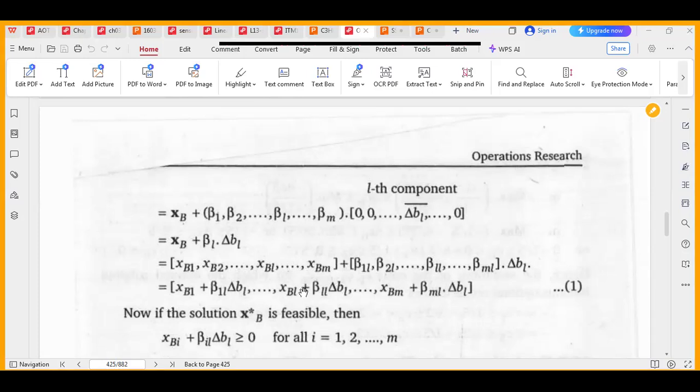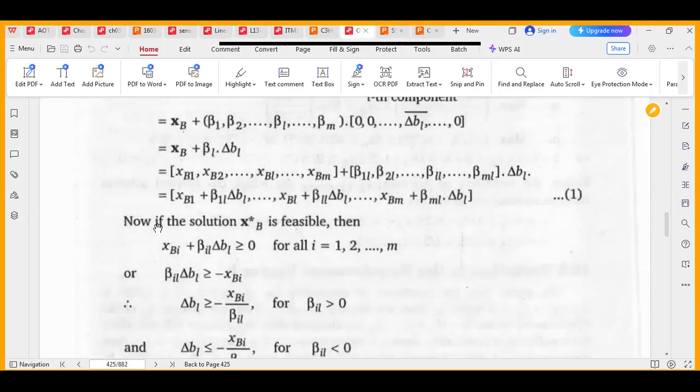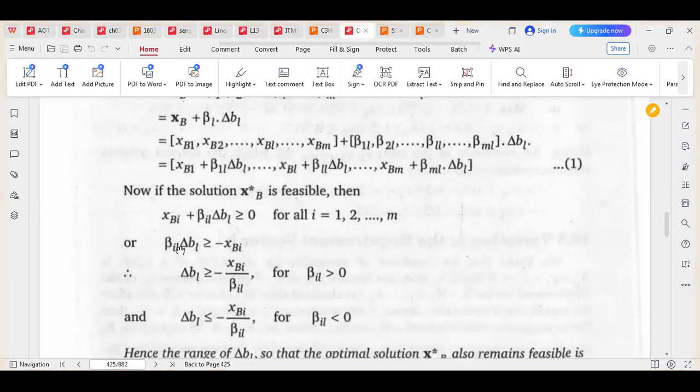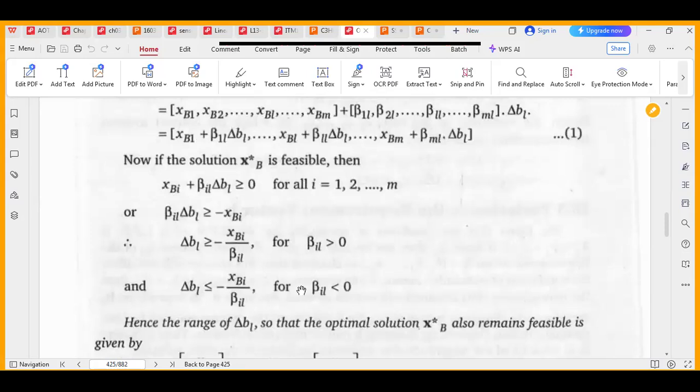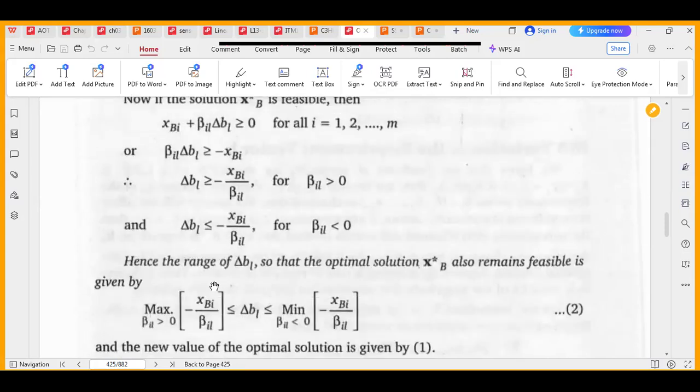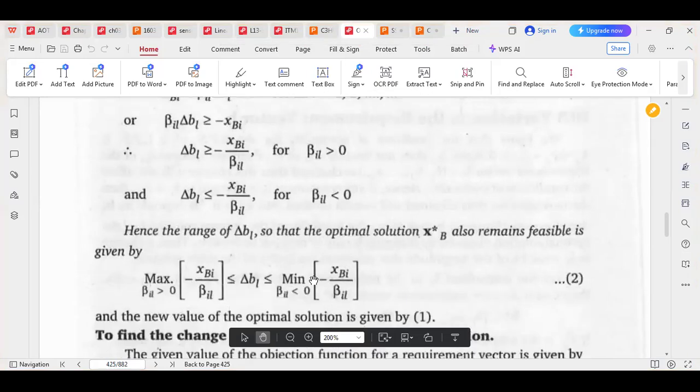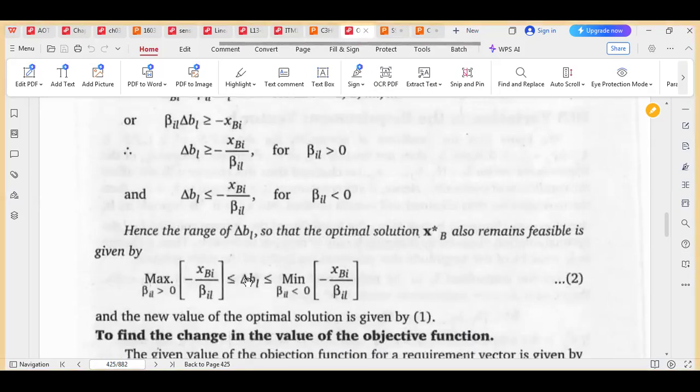Just adding in vector addition, we get equation number 1. Now, if the solution of the new basic variable is feasible, then we must have this increment greater than or equal to 0 for all i equals 1 to m. That means beta il del bl is greater than or equal to minus xbi, so del bl is greater than or equal to minus xbi divided by beta il. For positive beta il we get one condition, and for negative beta il we get the other condition. This gives the range of del bl so that the optimal solution xb star remains feasible.